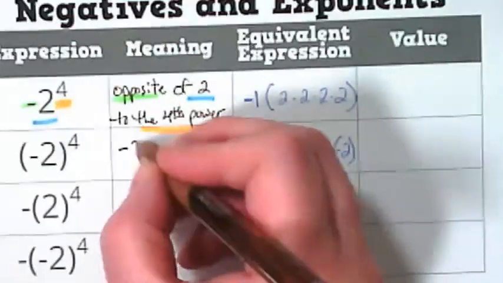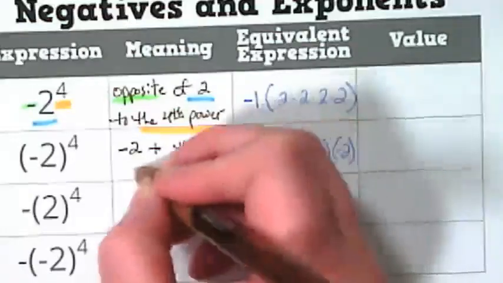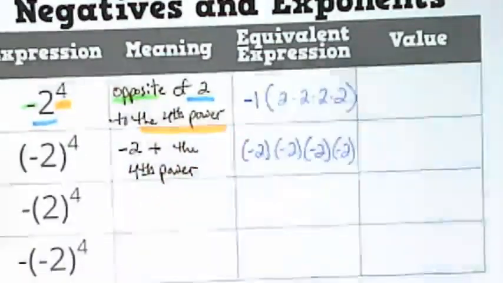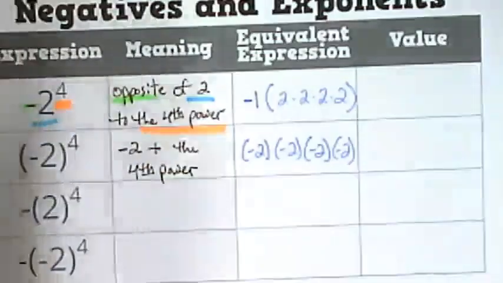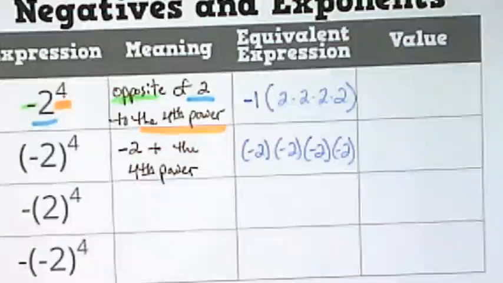This one's meaning is just negative 2 to the 4th power. What's the difference in my two meanings? There's only two words separating it, aren't there? The negative is in front, and the words opposite of show up in the meaning. Do you see that the opposite of goes with the negative? Okay?